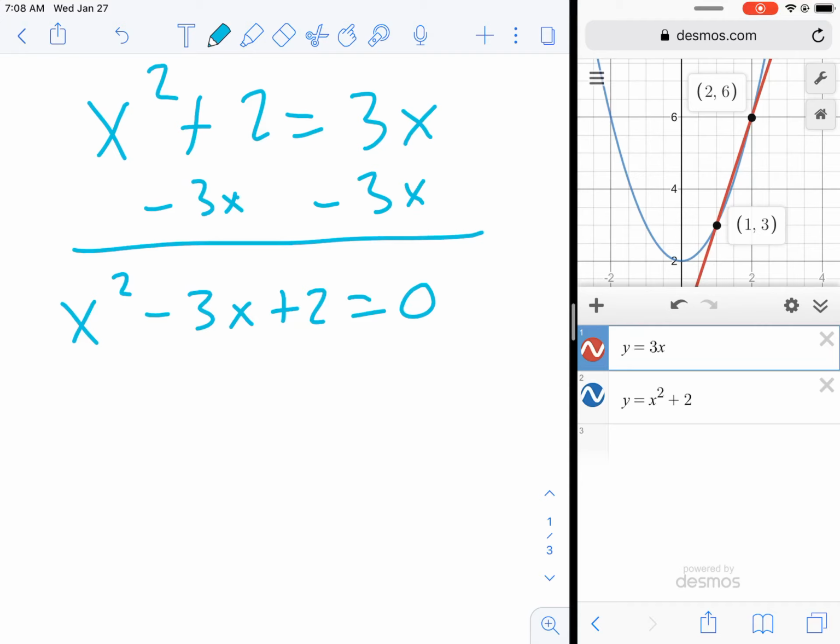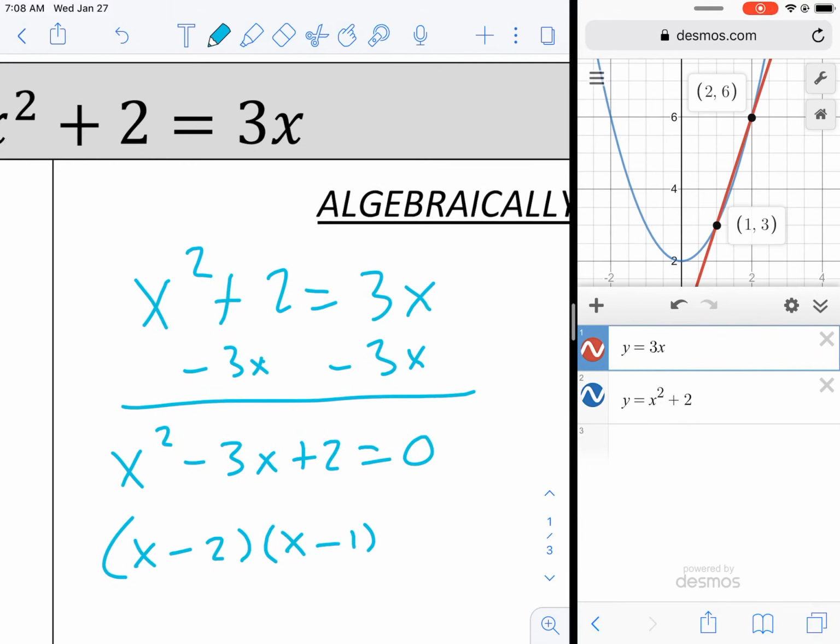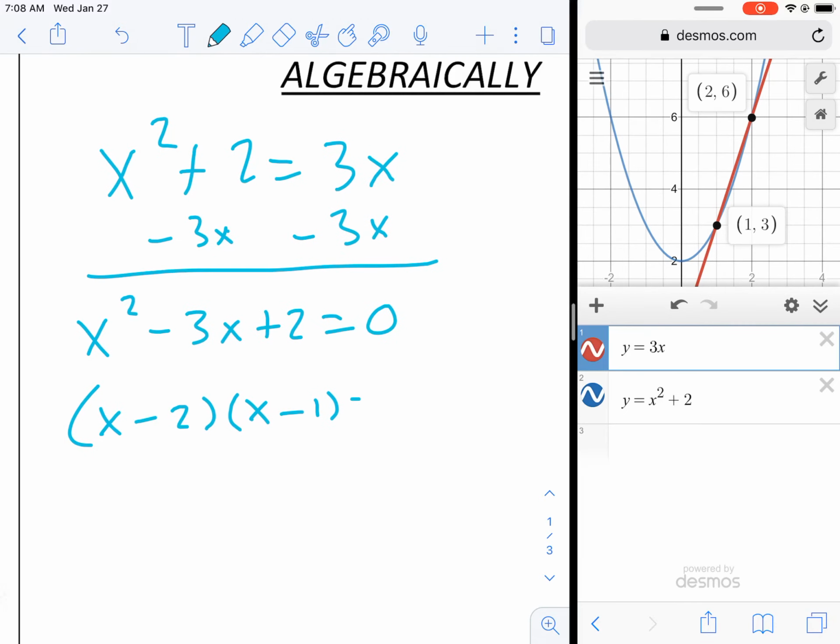We could solve this by factoring. What multiplies to make 2 and adds to make negative 3? Negative 2 and negative 1. Is this correct? So we get x equals 2 and x equals 1.